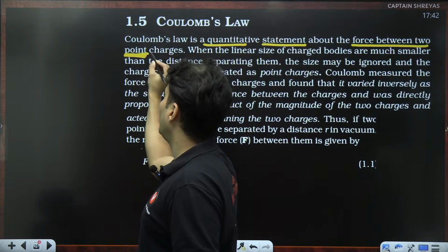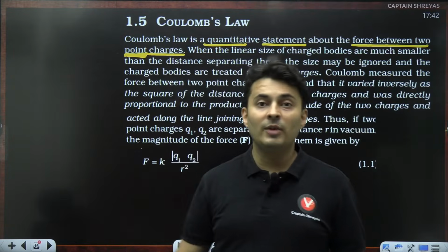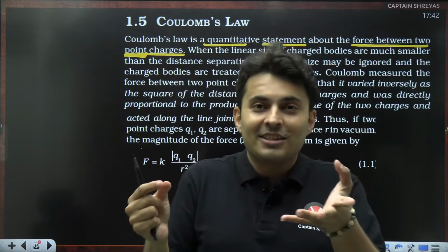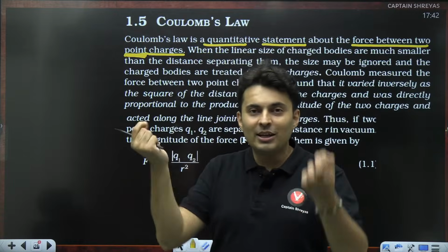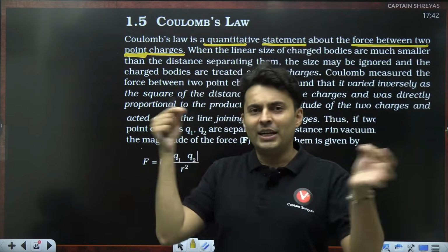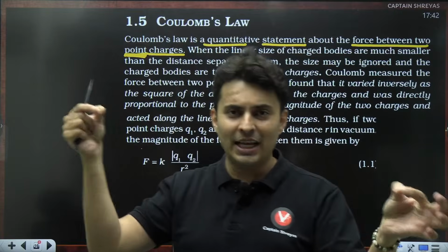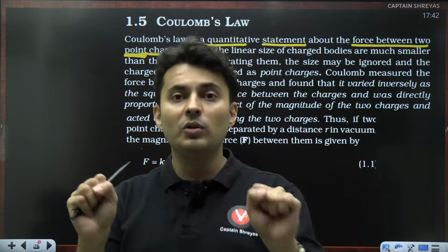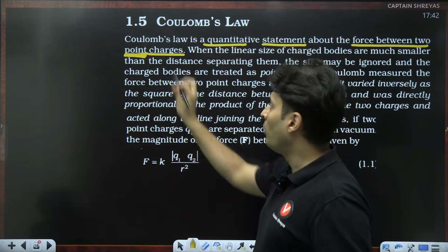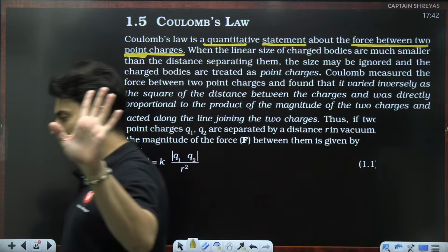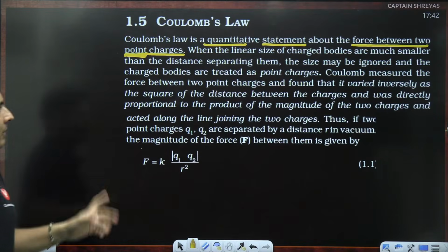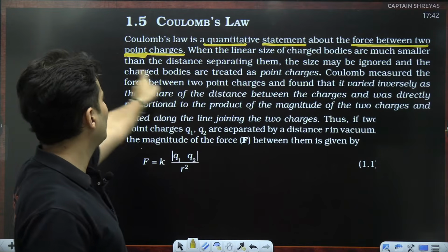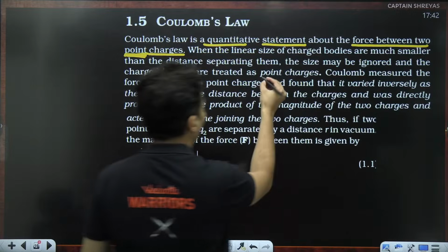See, very, very important, point charges. You cannot find the force between a cube and a solid sphere using Coulomb's law unless you divide the cube and the sphere into small points, find the force between every single point pair, and then add them up to get the total force. As a whole, you cannot apply it unless they are point charges. Everybody agrees with this? Point charges? Yep, very good. So when the linear size of the body is much smaller than the distance, the size may be ignored and the charged bodies are treated like point charges.